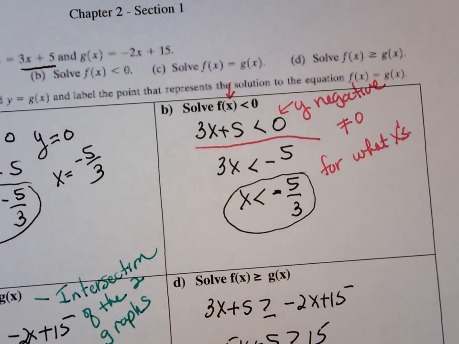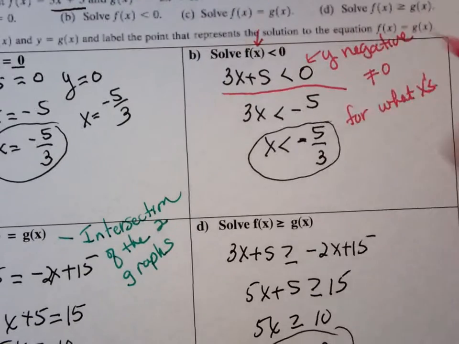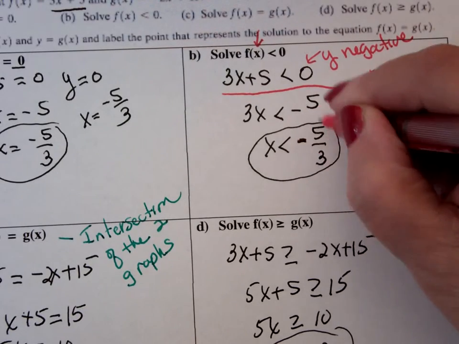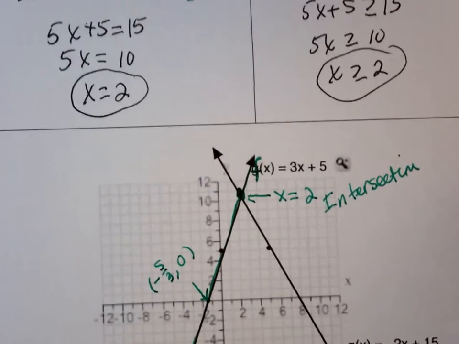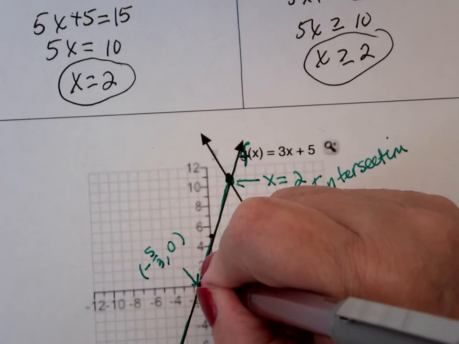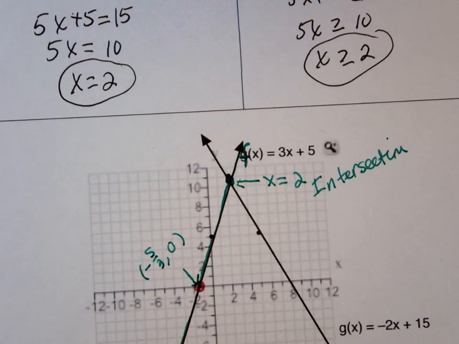And I will be saying this over and over and over again because this is the key that unlocks a big door. It says when x is less than negative 5/3. Well, if you notice on the graph, negative 5/3 is where the graph crosses the x-axis.